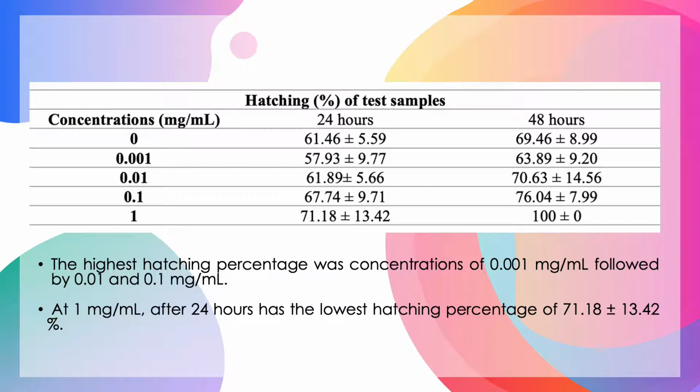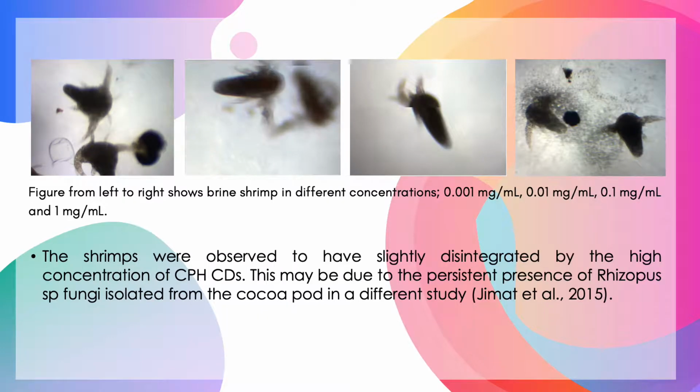So I'll show you a picture of it. See. From left to right, the figure shows brine shrimp in different concentrations, 0.01, 0.01 and 0.1. So this is 1 milligram. The shrimp were observed to have slightly disintegrated at high concentrations of CPHCDs. Here, this is a high concentration, and this could be due to the persistent presence of Rhizopus species fungi isolated from the cocoa pod in a different study by Jimet et al.